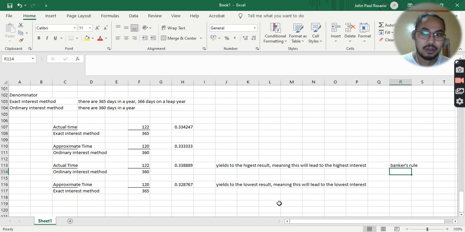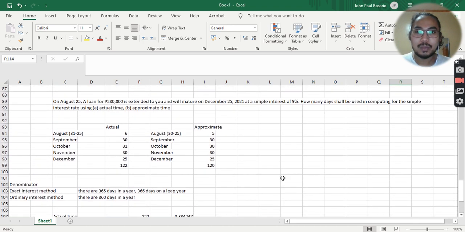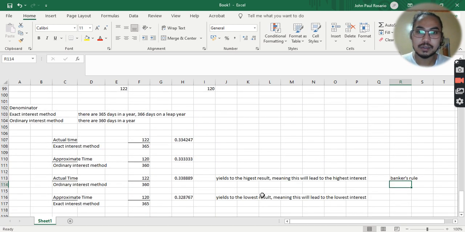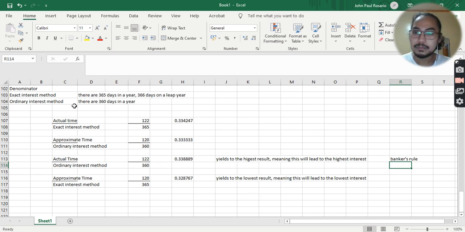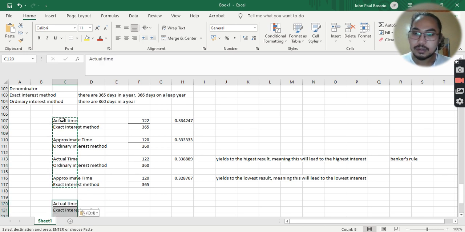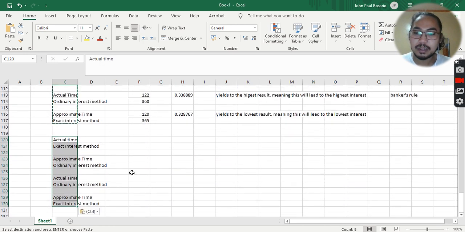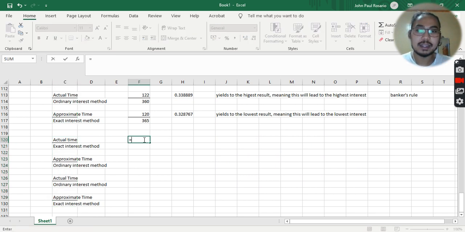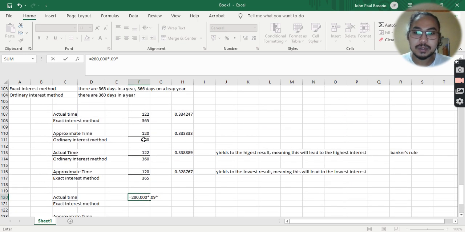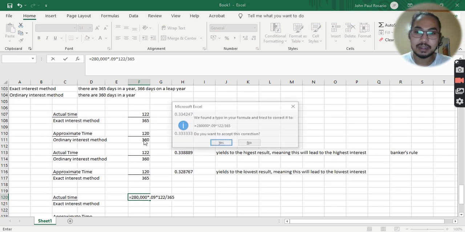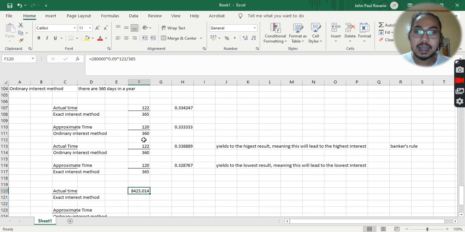So for example, we solve for the interest of this problem using these different combinations. So for actual time over ordinary interest, approximate time over ordinary interest. Okay. So our interest here again: principal is 280,000. Our rate is 9%, so 0.09. And then we multiply that by our time, which is 122 over 365. So the interest here is 8,423.